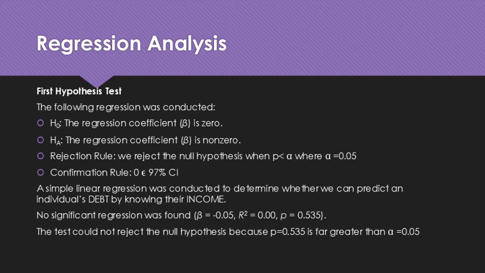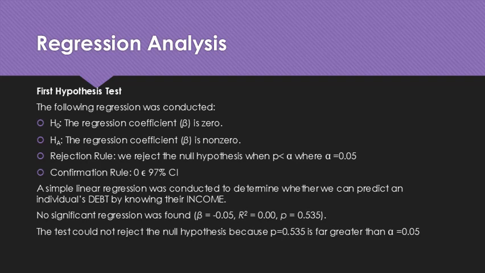Regression analysis, first hypothesis test. The following regression was conducted. Null hypothesis: the regression coefficient beta is 0. Alternative hypothesis: the regression coefficient beta is non-zero. Rejection rule: we reject the null hypothesis when P is less than alpha, where alpha is equal to 0.05. Confirmation rule: 0 is within the 97% confidence interval.